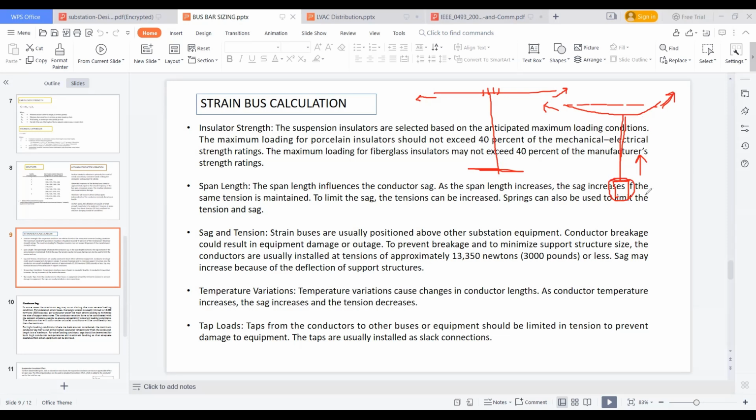To restrict these forces, generally we install some slack connections. With slack connections, we maintain some support kind of thing between these, like this. This will minimize the effect of the pressure applied on this. So that's about the tap loads. It is very, very important. Sometimes it may be the most dangerous thing for the lightning arresters in the substation.